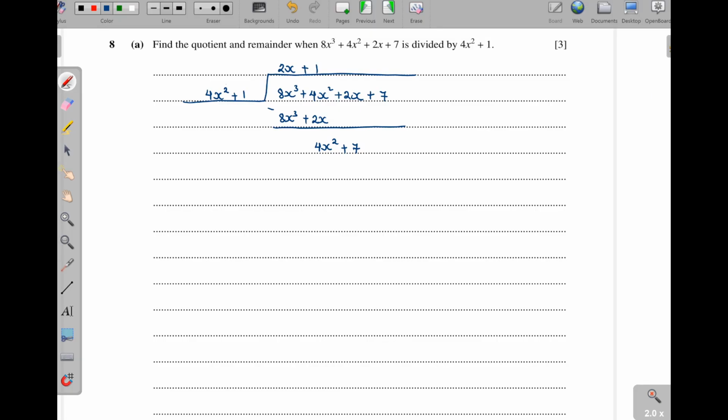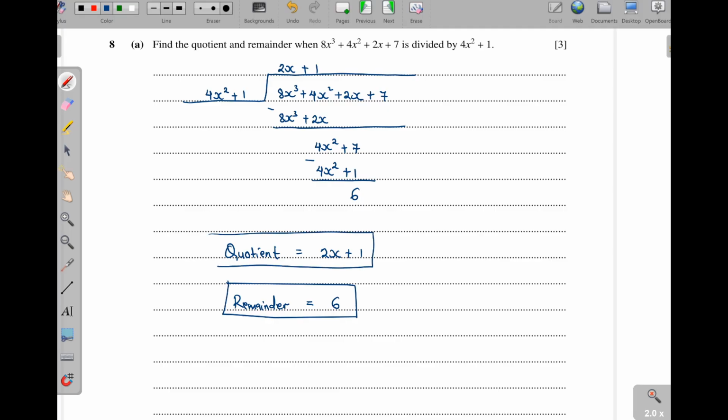So plus 1. Then 4x squared times 1, you get 4x squared. Then 1 times 1, you'll get your 1. That means when we subtract, we get a 6 here. So meaning that our quotient is the 2x plus 1, and then our remainder is the 6. As simple as that.